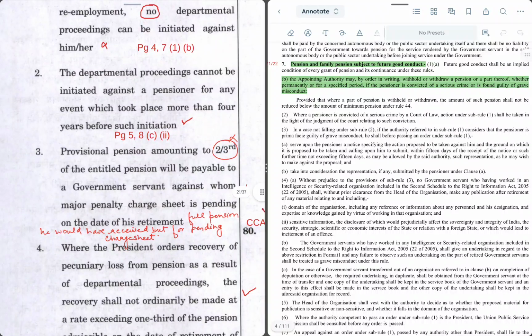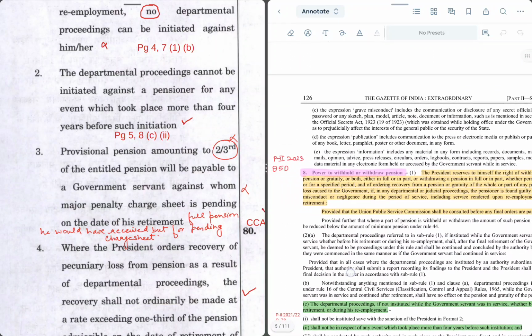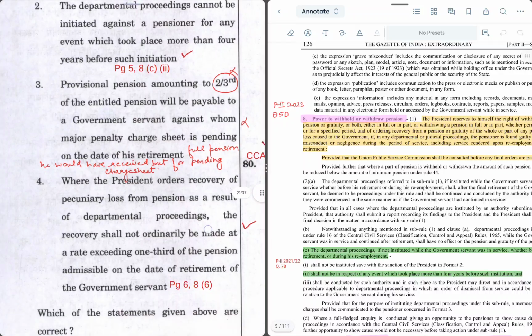Statement 2 says that departmental proceedings cannot be initiated against a pensioner for any event which took place more than 4 years before such initiation. On page number 5, you'll get the right answer for this question. In para 8 sub para C2, it is given that departmental proceedings cannot be initiated for an event which took place more than 4 years before. So this statement is correct.